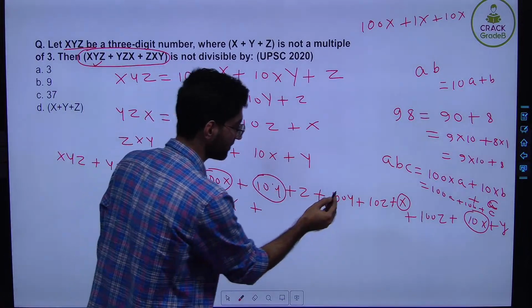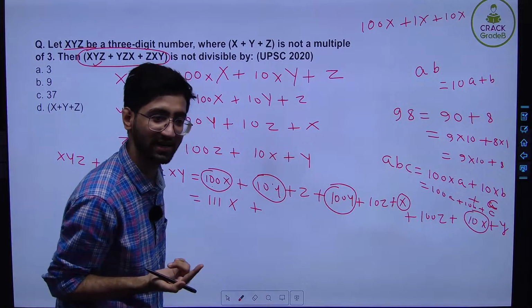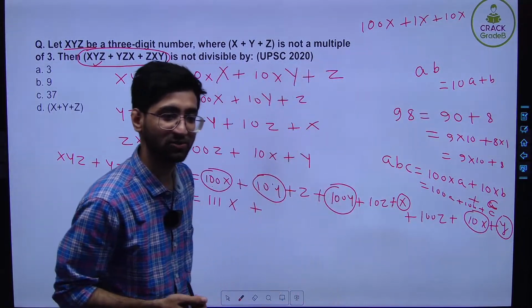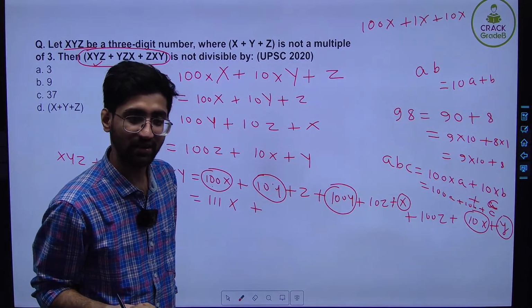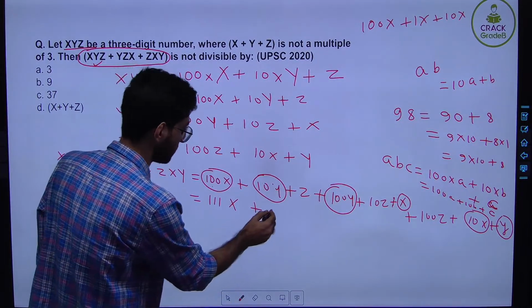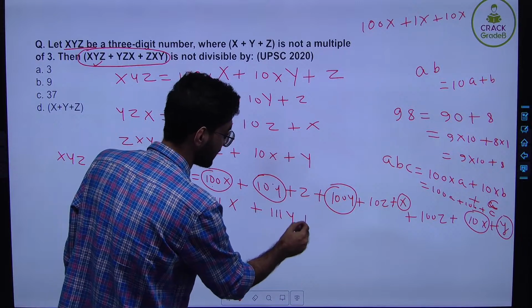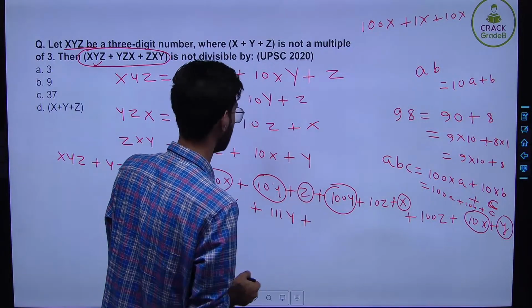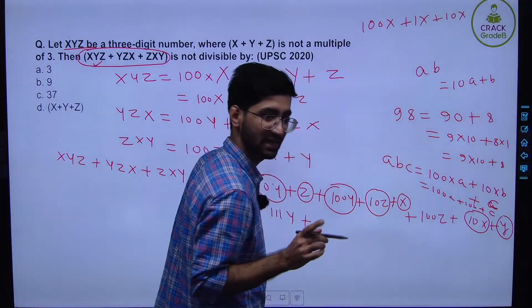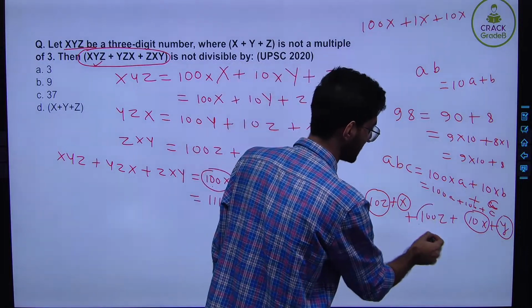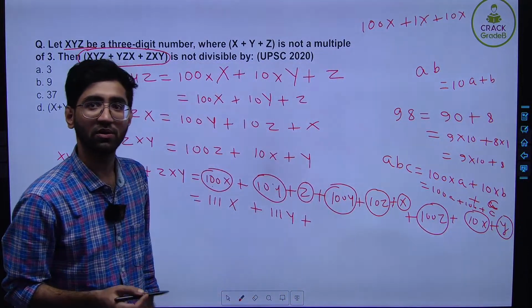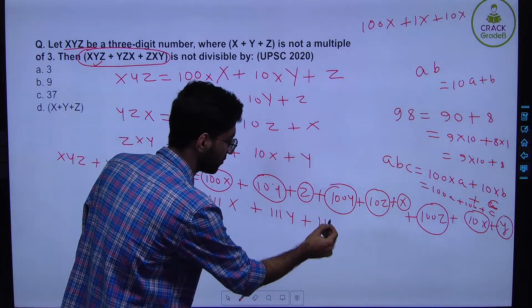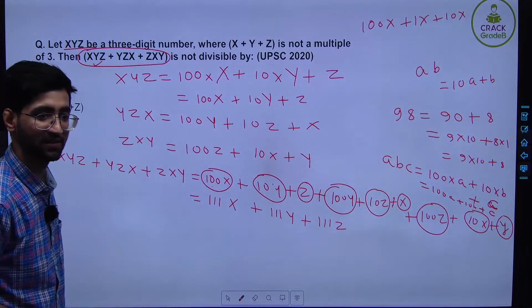Now think for Y. 10Y plus 100Y is equal to 110Y. Then our Y is here. 110Y plus Y is 111Y. Are you able to get this? So this is equal to 111Y, right? Now focus on Z. 1Z plus 10Z means 11Z. 11Z plus 100Z is equal to 111Z. Are you able to get this? This is equal to 111Z, right?